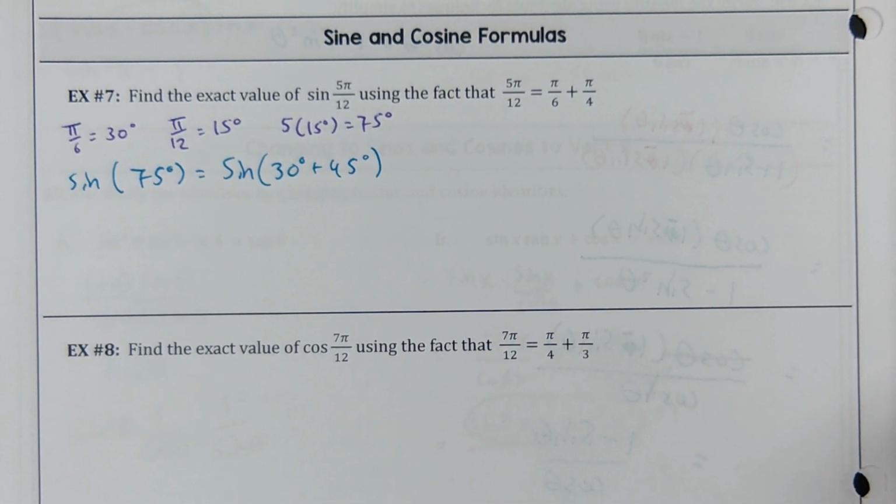One of the ways that you're going to help yourself memorize your identities is if you write the identity every time you go to use it.